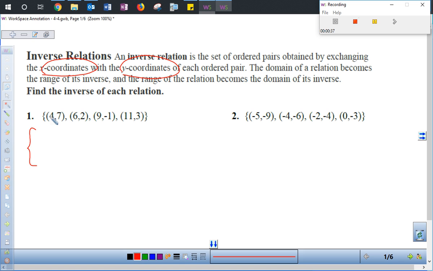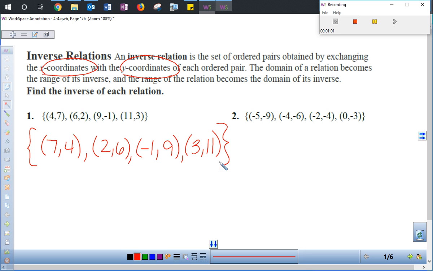Now this first ordered pair is 4, 7, so I'm going to give them 7, 4. My second ordered pair is 6, 2, so I'm going to give them back 2, 6. They gave me 9, -1, so I'm going to give them -1, 9. They gave me 11, 3, so I'm going to give them 3, 11. And then I close it with a set bracket. So if they give me a set of ordered pairs, I give them a set of ordered pairs. And all we have to do is switch the x's and the y's.